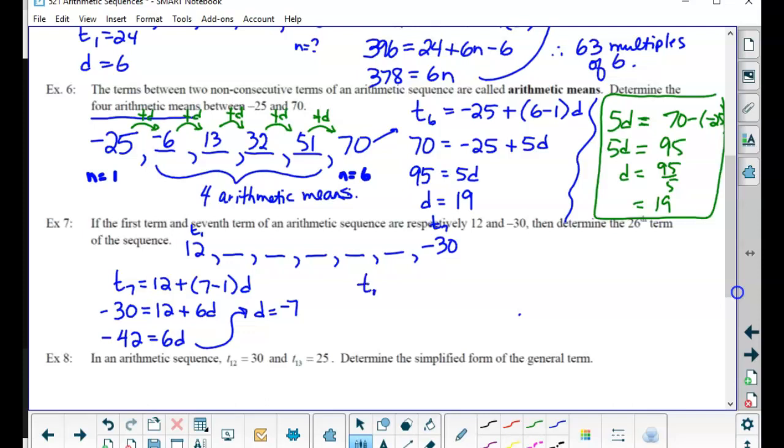So Tn is the first term plus n minus 1 times negative 7, but we want to find the 26th term. So that's really 12 plus 25 times negative 7. You can do all of that in one step if you want. Okay, it should be more negative than negative 30.